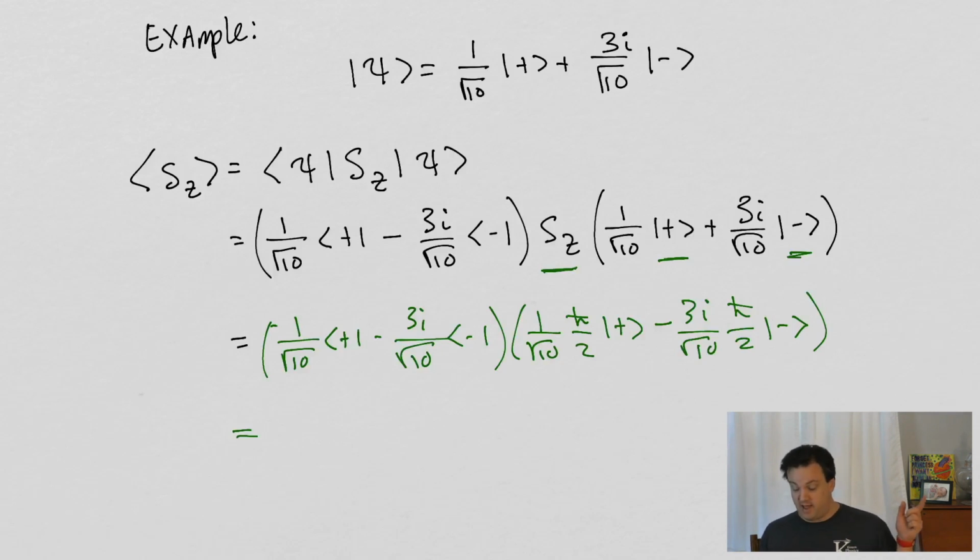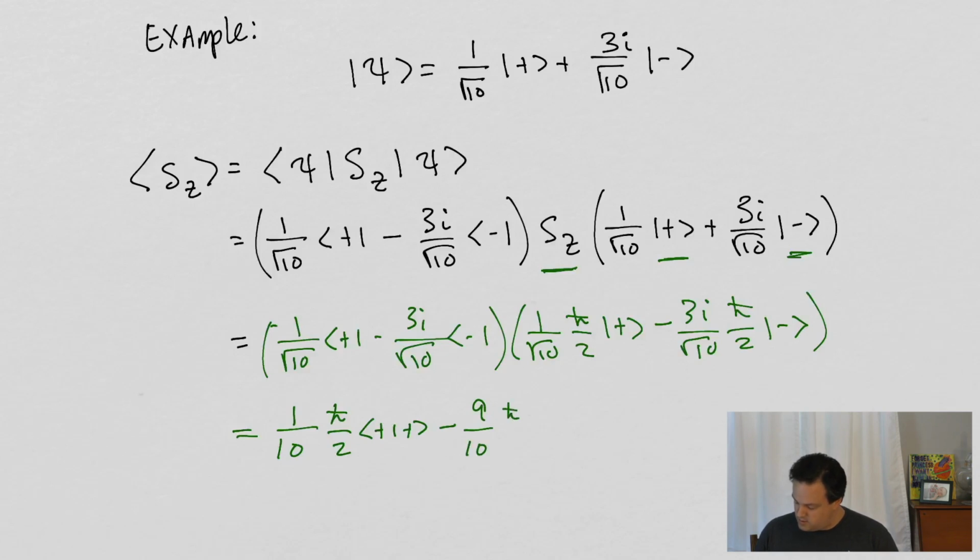The first one, when I have the plus times the plus, and therefore I have the coefficient in the first one times the coefficient, that's going to give me a 1 over 10 times h bar over 2 plus plus. The only other term that survives is going to be the multiplication of the other two. Now this is hard, so minus times minus is a 1, but an i times an i is a minus. So I have minus, 3 times 3 is 9 over 10 h bar over 2 minus minus. These things are both 1, right, because of the orthonormality.